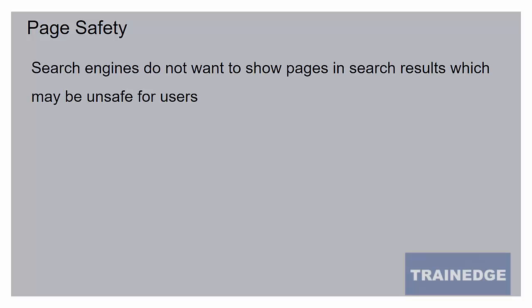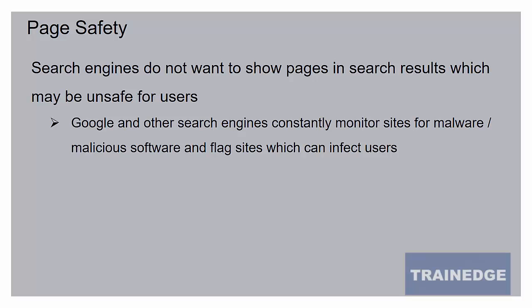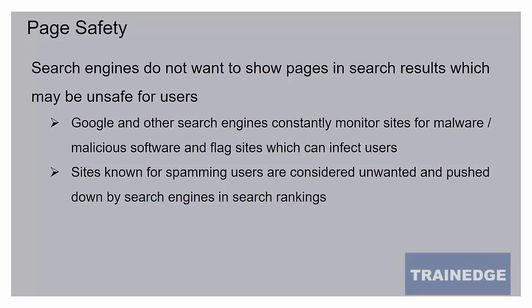Page safety is an important part of the search equation. Search engines do not want to show pages in their search results which may be unsafe for users, which may have malware or spammy sites. So Google and other search engines constantly monitor sites for malware or malicious software, and they flag sites which are infected with malware and can in turn infect users. Known sites for spamming are considered unwanted, and they're pushed down in search rankings by all the search engines.